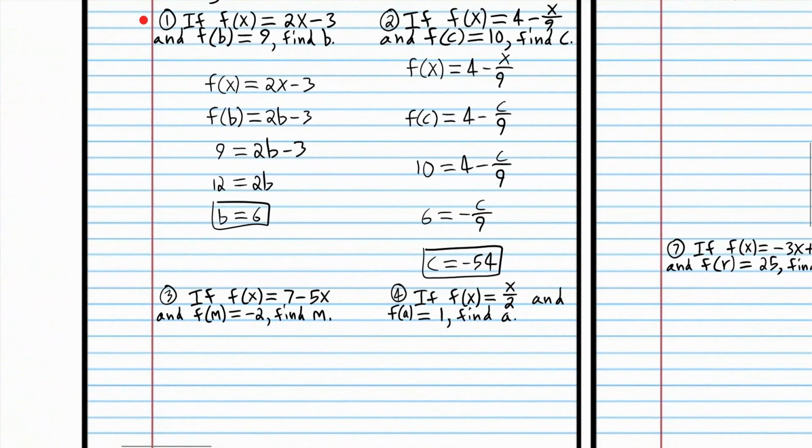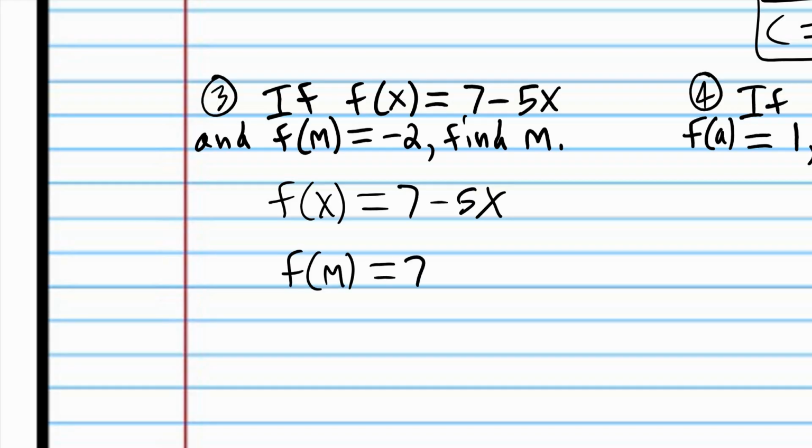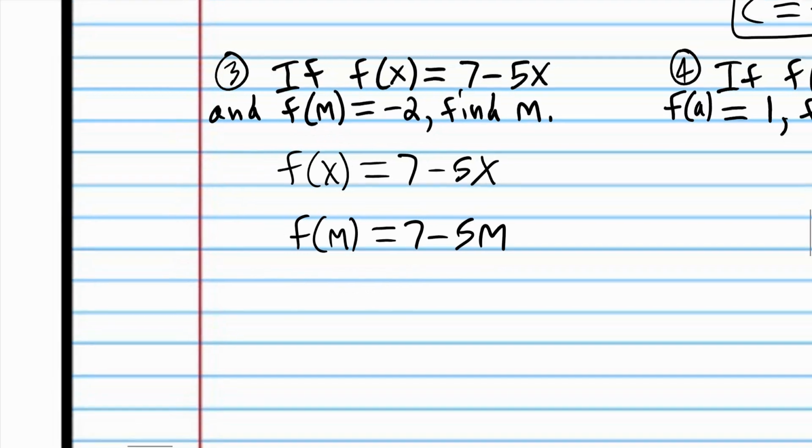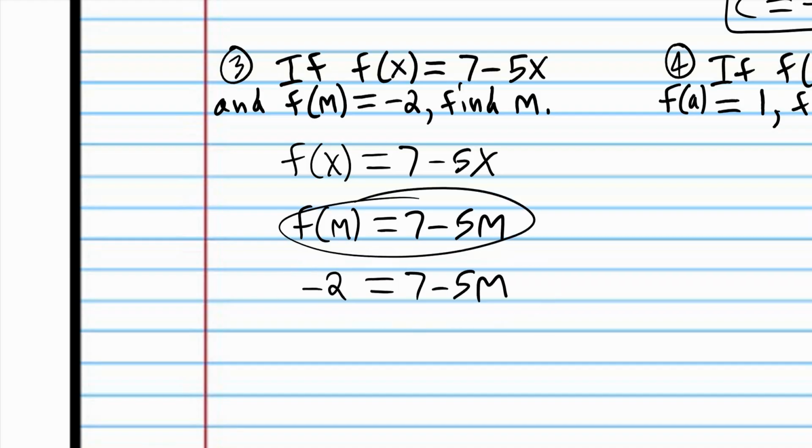So let's do a couple more of these types of problems. So if f of x is equal to 7 minus 5x and f of m is equal to -2, find m. So we know that f of x is equal to 7 minus 5x. And if that's true, then f of m is equal to 7 minus 5m. But we're also told that f of m is equal to -2. That means when you plug in m into the function, you get -2 for the output. So I rewrote the same equation down here. I just changed f of m to -2.